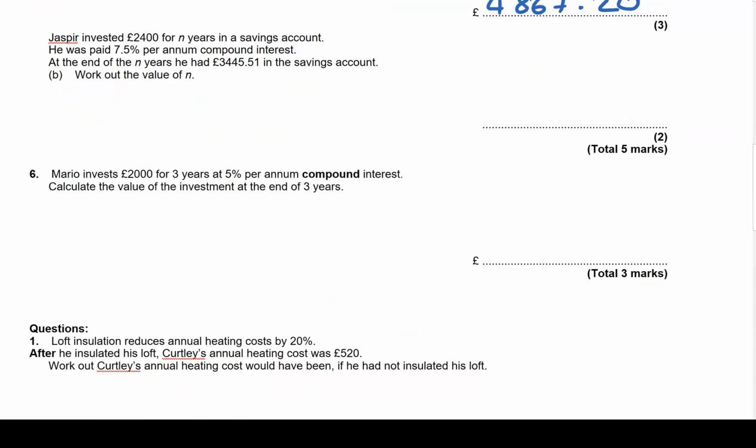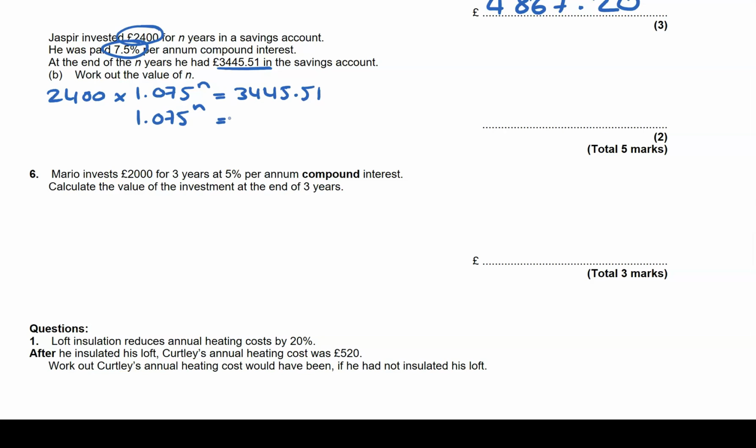Right, next we have Jaspier invested 2,400 for a number of years, paid 7.5%. At the end, he had that much. Work out how many ends. It's another trial and improvement one. Okie dokie, so 2400 times 1.075 to the n has to be 3445.51. So 1.075 to the n is going to be 3445.51 over 2,400, which is 1.44.